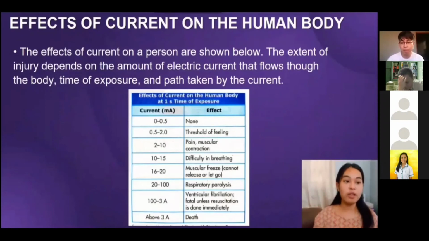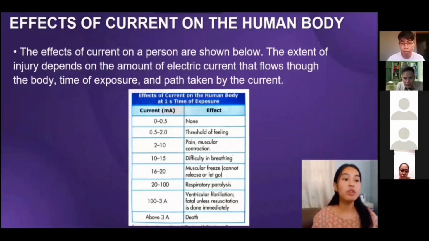0 to 0.5 milliampere has no effect on the human body. Next is 0.5 to 2.0 milliamperes, where a human will feel the threshold of feeling. Next is 2 to 10 milliamperes, where a human will feel pain and muscular contractions. Next is 10 to 15 milliamperes, where a human will experience difficulty in breathing. Next is 16 to 20 milliamperes, muscular freeze, where one cannot release or let go. Next is 20 to 100 milliamperes, where the human body can experience respiratory paralysis.